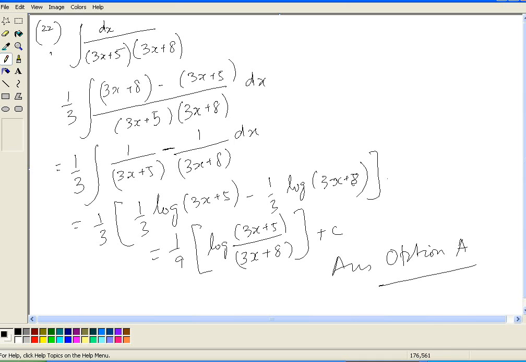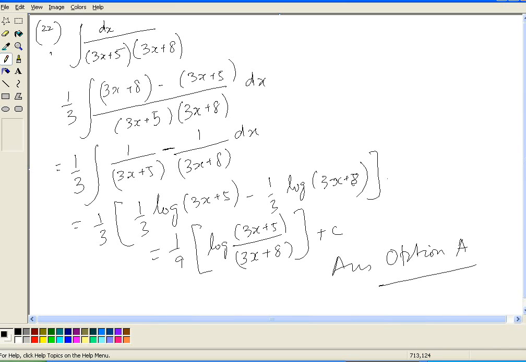On integrating we get 1 by 3 of, within brackets, 1 by 3 of log (3x+5) minus 1 by 3 of log (3x+8). So we get it equal to 1 by 9 of log of (3x+5) by (3x+8) plus c. Answer is option A.